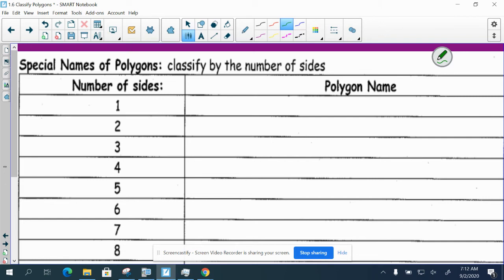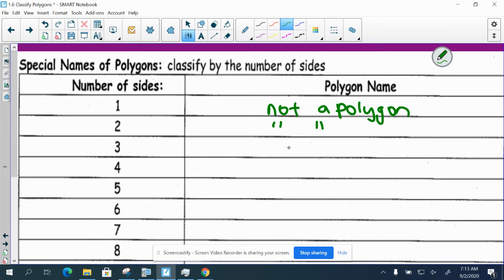All right, let's talk about classifying polygons by their sides. So how about if it has one side? What kind of polygon would it be if it had one side? Trick question, not a polygon. You can't make a polygon with only one side or two sides. So I'm going to put just quotes here. That means what I said above, not a polygon, instead of rewriting it.